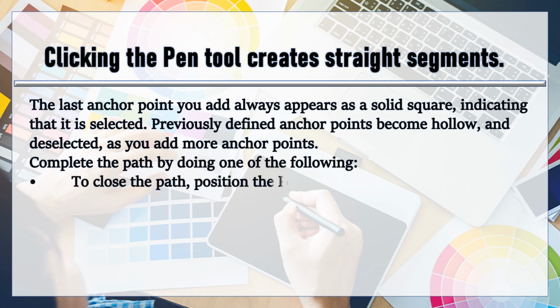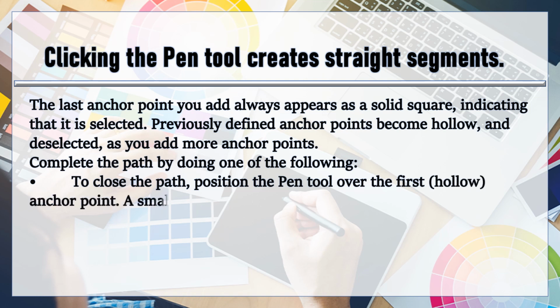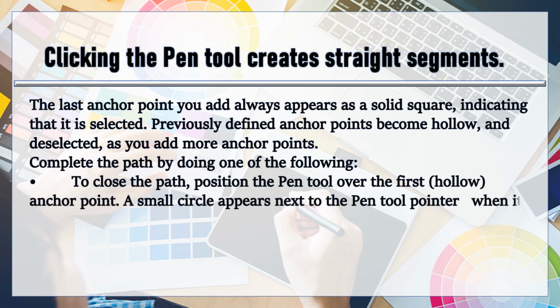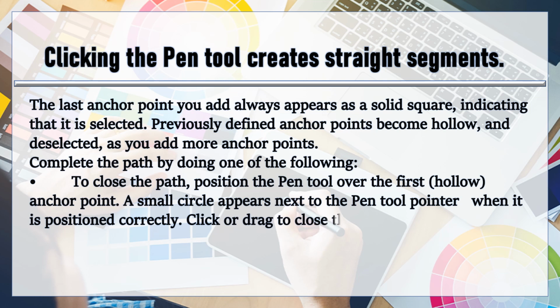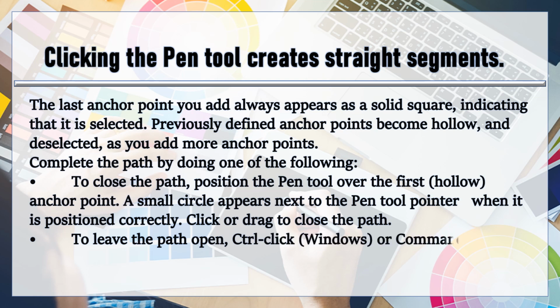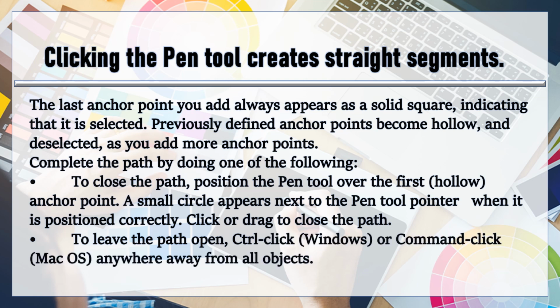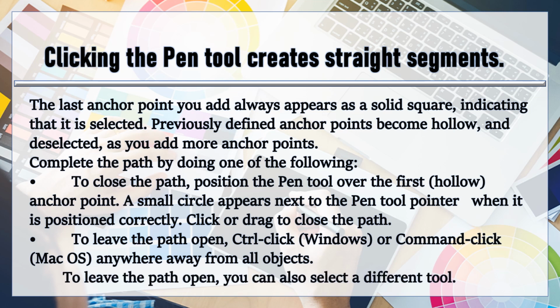To close the path, position the Pen tool over the first, hollow, anchor point. A small circle appears next to the Pen tool pointer when it is positioned correctly. Click or drag to close the path. To leave the path open, Control-click (Windows) or Command-click (Mac OS) anywhere away from all objects. To leave the path open, you can also select a different tool.